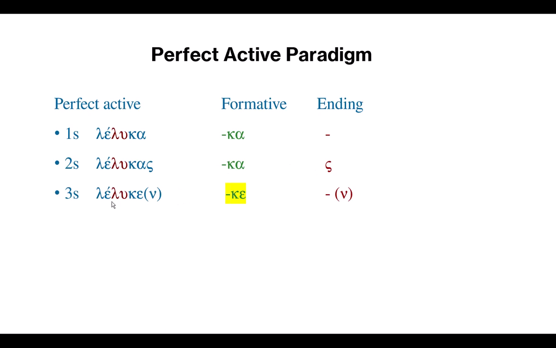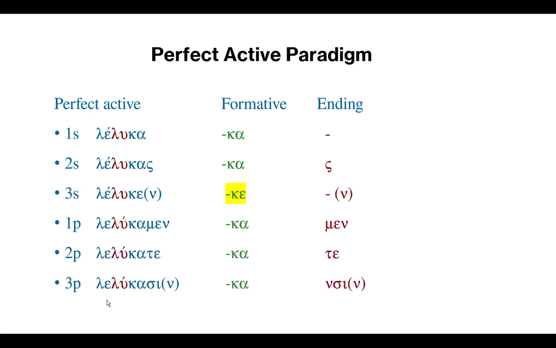And then we have leluken. Now here's one case where the ka changes to a ke. So rather than kappa alpha, we have kappa epsilon. So we get leluken. And then the first plural, lelukamen. So we just have ka plus men, very straightforward. Second plural, lelukata. And then finally, the third plural, lelukasin. And this is a case where we have ka and then the nsin, but the nu drops out. And so we just have kasin as the ending.